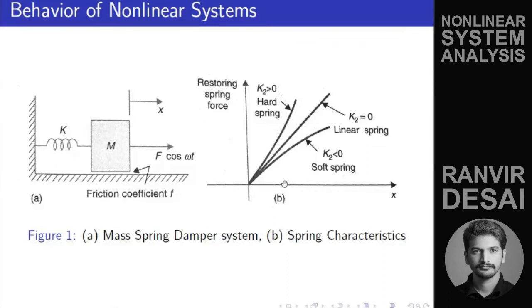As displacement goes on increasing, the restoring force goes on increasing, but not in linear terms. So there comes a point where the spring has a limitation. If we extend this graph in this fashion, it will touch this point. That is the hardness of the spring, which we call a hard spring.